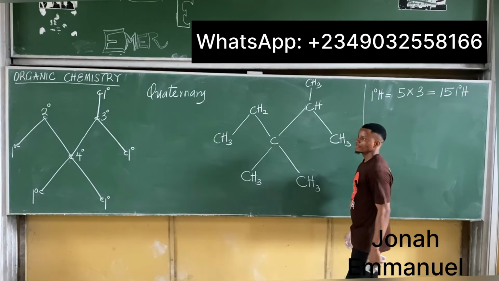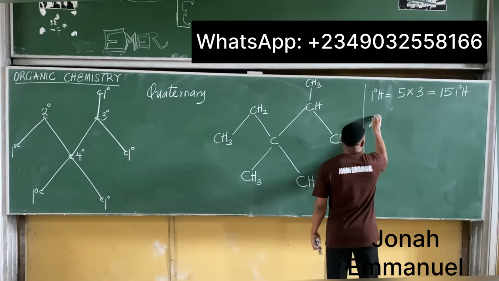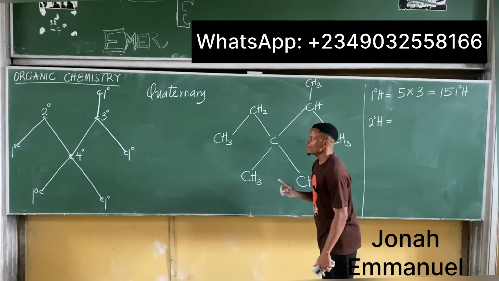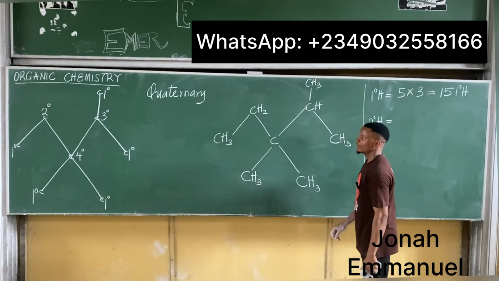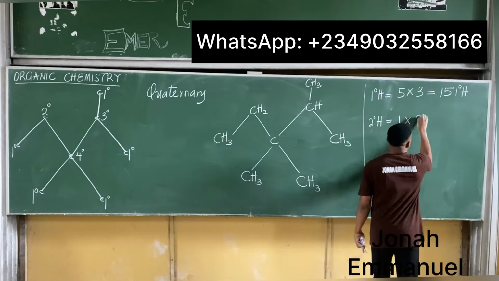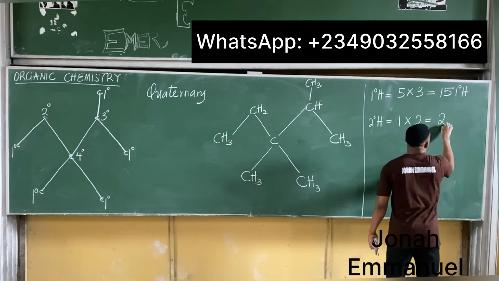It's correct. Let's look at secondary hydrogen. We said it's equal to the number of secondary carbons times 2. Please, how many secondary carbons do you have here? Just 1. 1 times 2 gives you what there? 2.